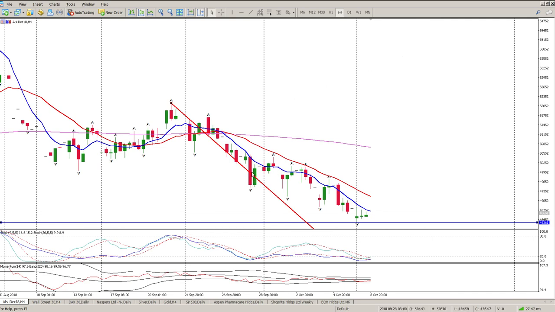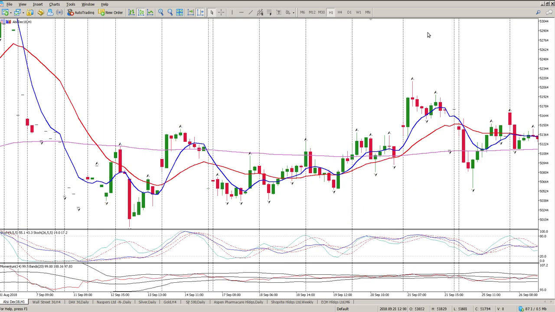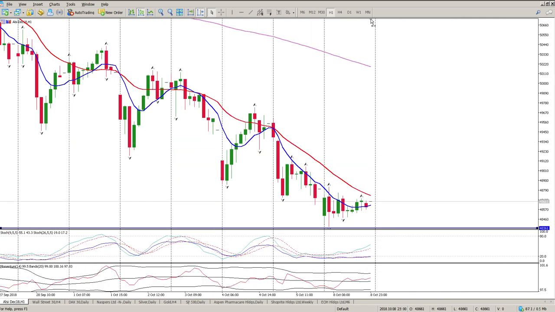Okay. However, in saying that, we are at a level at the moment. So if I do see any sort of bullish signals on this level, it would be worthwhile taking the entry. Okay. At this stage, there's nothing on the 4 hour, and there is nothing on the hour either.